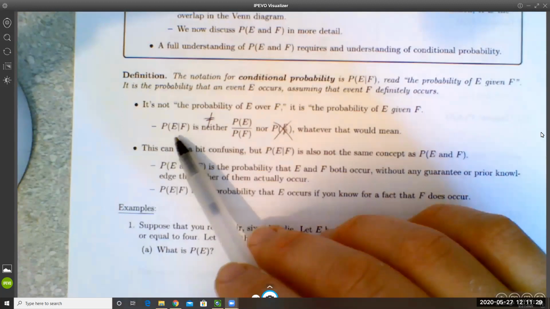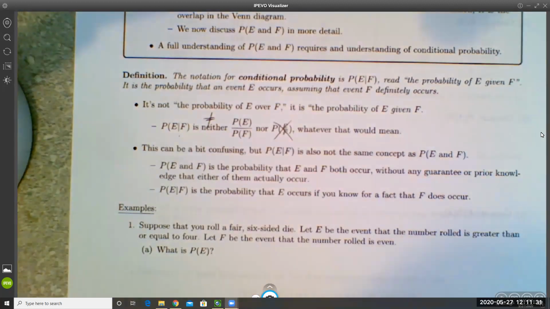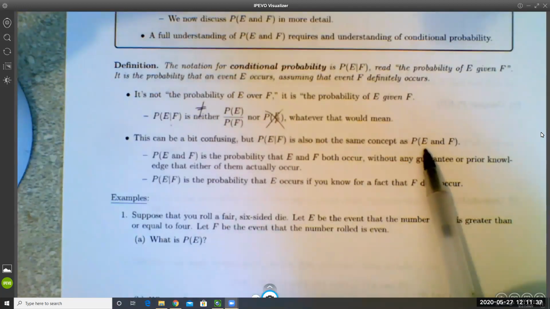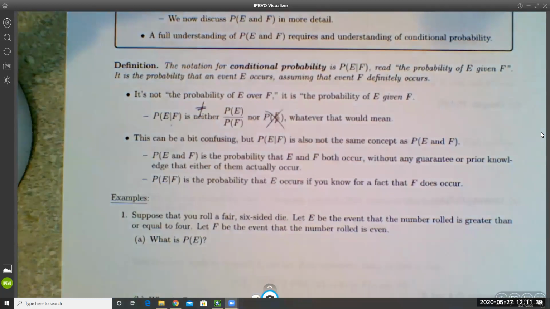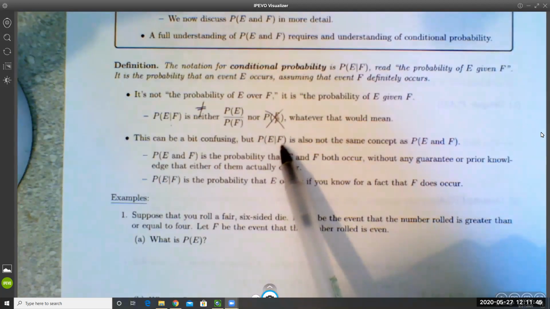Probability of E given F, like I said, is the probability E occurs if you know that F has occurred. It's not the same concept as probability of E and F, and this is sometimes confusing for students because you might think, well, you're assuming that F occurs and then you're computing the probability that E occurs. That means that both E and F occurred. So aren't these two things the same?